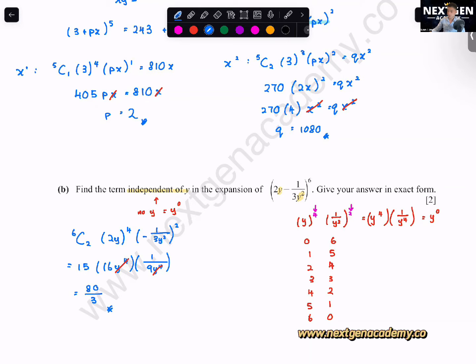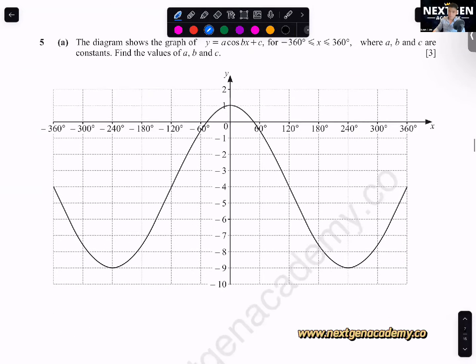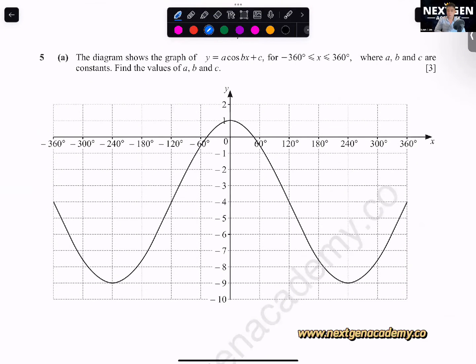Okay, let's go to number 5. The diagram shows the graph of y equals to a cos bx plus c for negative 360 to 360 degrees, where a, b, and c are constant. Find the value of a, b, and c.